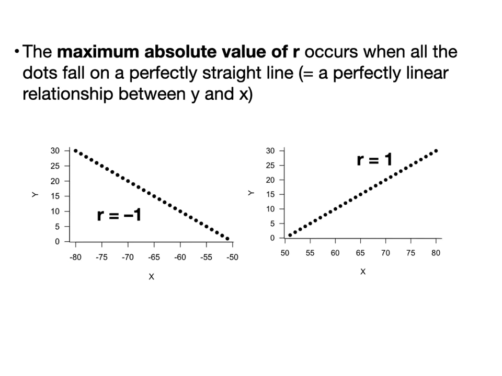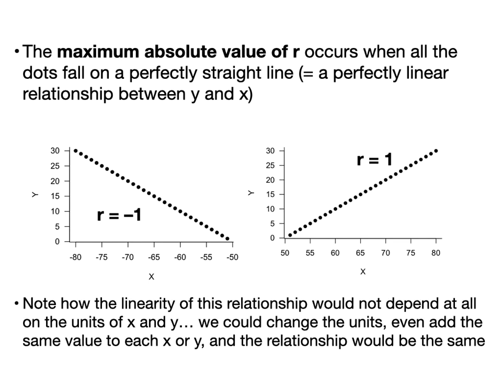Okay, so the maximum possible absolute value of R would occur if all of the data points fall on a perfectly straight line. We really never see examples like that in biology, although sometimes it comes pretty close. So that would mean that we had a perfectly linear relationship. As shown here, we've got a perfectly linear negative relationship and a perfectly linear positive relationship.